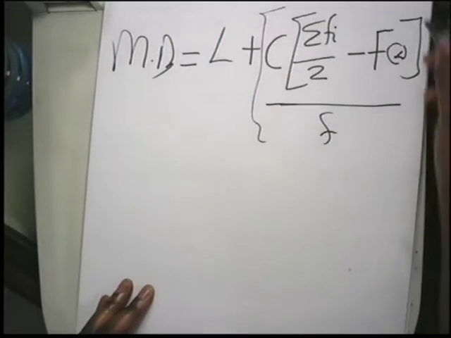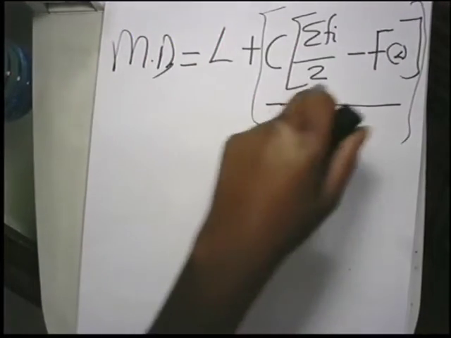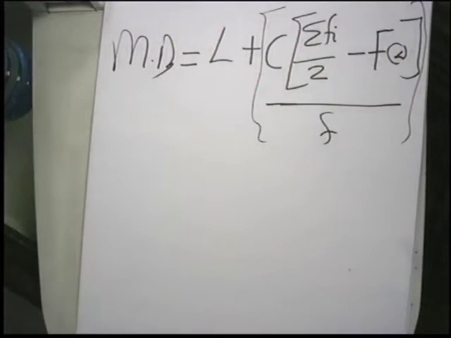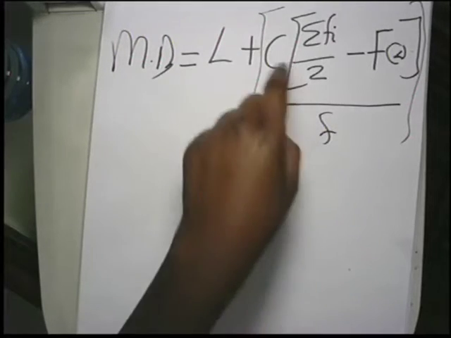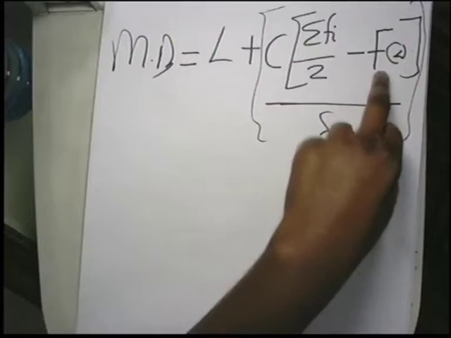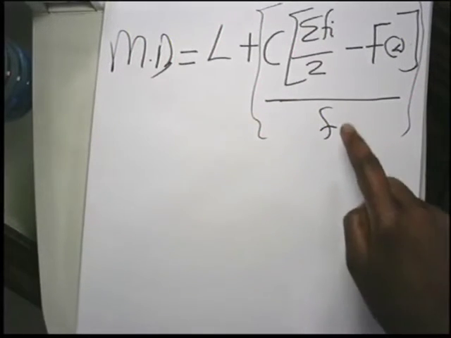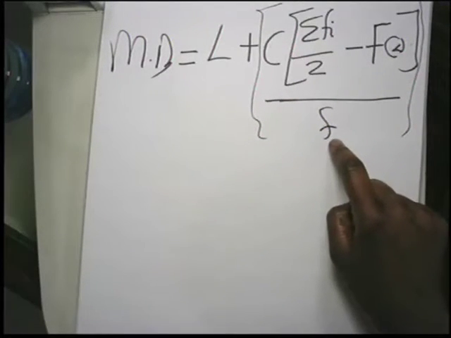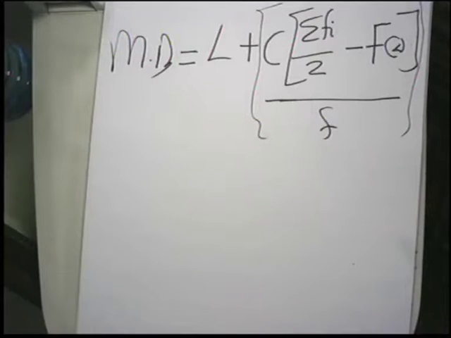Now this division only ends there. Now whatever each of these terms here means, it's shown on the screen. L is the lower limit of the median class, C is the class width, this is the sum of the frequency, this is the cumulative frequency of the class before the median class, and this is the frequency of the median class.